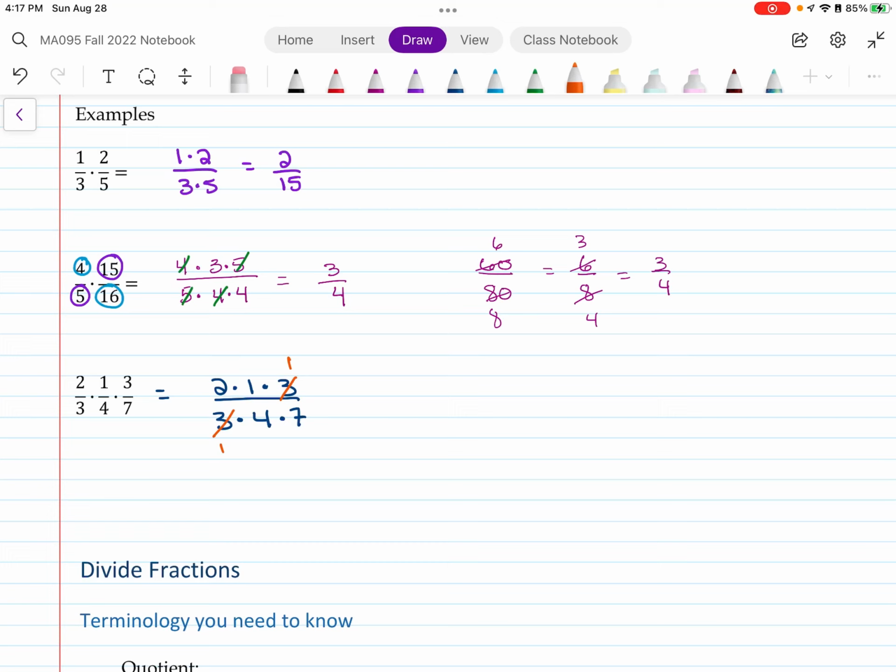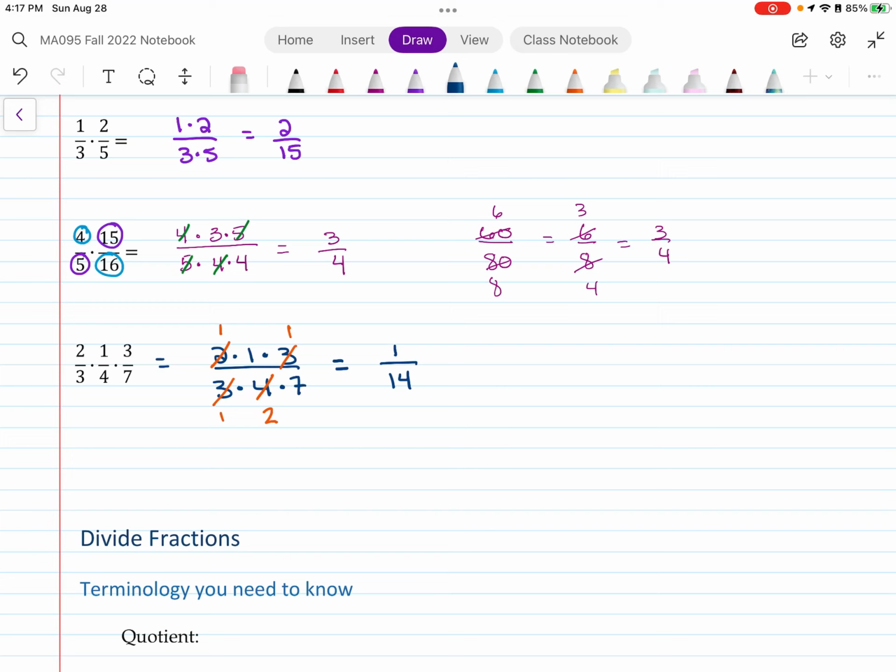Now I see a 2 and a 4, 2 on top, 4 on the bottom. And what I think to myself is they both have a 2 in them. So I'm going to say, how many times does 2 go into 2? 1 time. How many times does 2 go into 4? 2 times. What am I left with on top? 1. What am I left with on the bottom? 14. Okay, so that's another little bit of a shortcut for canceling out and simplifying a fraction.